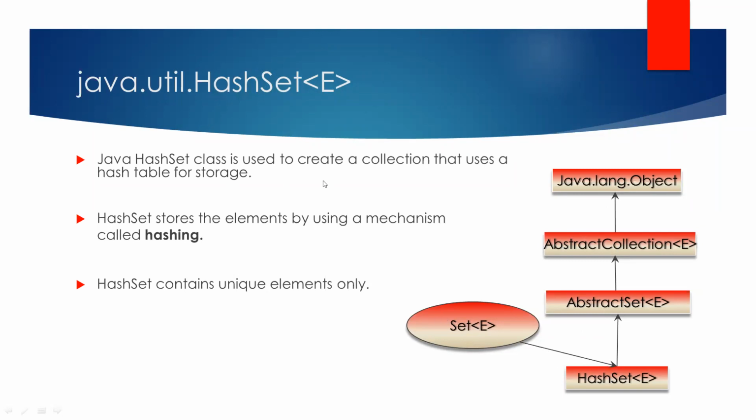And the Java HashSet class is used to create a collection that uses a hash table for storage. HashSet stores the elements by using a mechanism called hashing. If you know hashing, then it is very good. If you don't know what hashing is, just go and search, and you will find an article. Go through it and you will understand what is meant by hashing. So the value stored by the HashSet is on the basis of hashing. And since it is a subclass and a type of set, definitely it won't contain duplicate elements. It will have only unique elements.